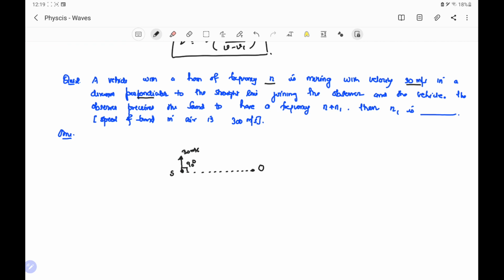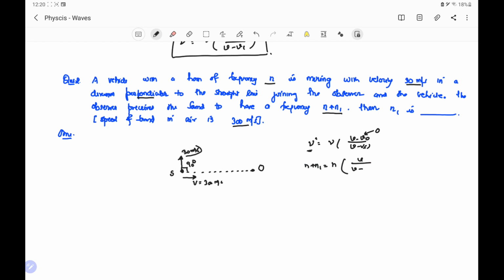The observer perceives that sound to have a frequency of n plus n1. Then what is n1? Given the speed of the sound is 300 meter per second. So the speed of sound is v, that is equal to 300 meter per second. Here observer is stationary and source is moving. Therefore we will have the formula nu dash equals nu times (v minus vo) by (v minus vs). Vo is 0. So nu dash is given as n plus n1, and original frequency is n, into v by v minus the velocity of source.